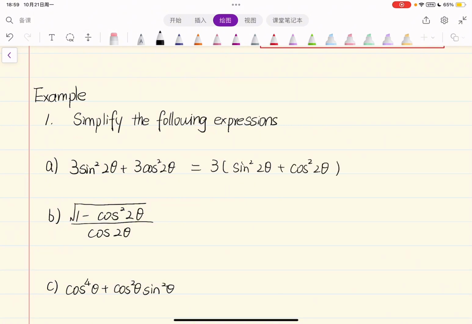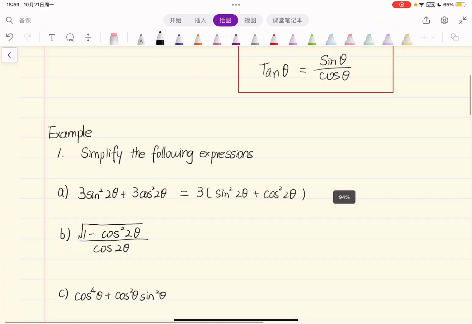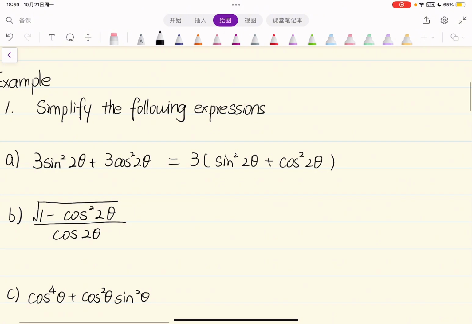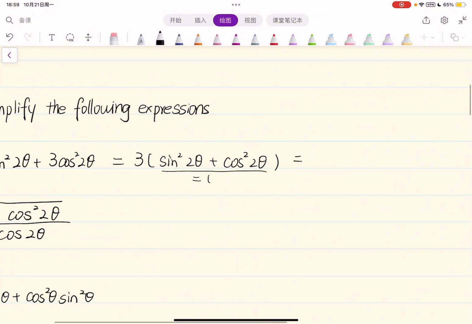So sine squared plus cosine squared equals 1. Here it equals 1. We can write down that it equals 3 times 1, which equals 3.